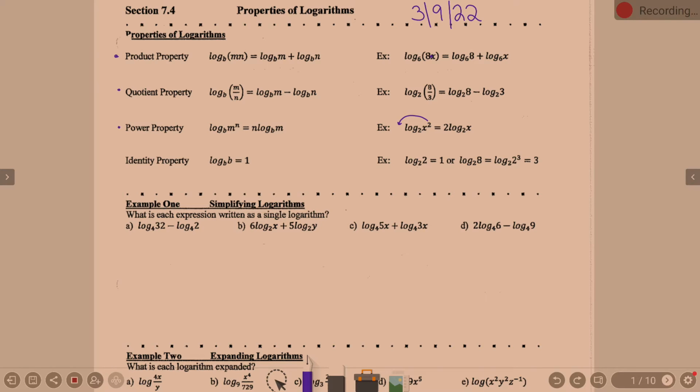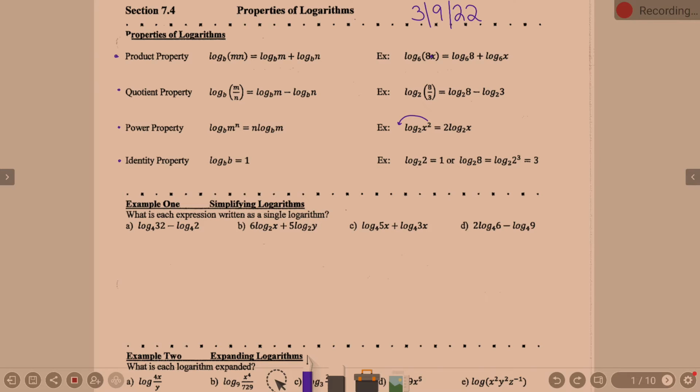These all have ways and reasons we use them. And then lastly, the identity property. The identity property has a couple good uses. We use it a lot when simplifying. Log base b of b equals 1. So that's saying if the base of your log and the inside of your log, in this case the b's, are the same, that log will equal 1. So log base 2 of 2 equals 1. Log base 5 of 5 equals 1.